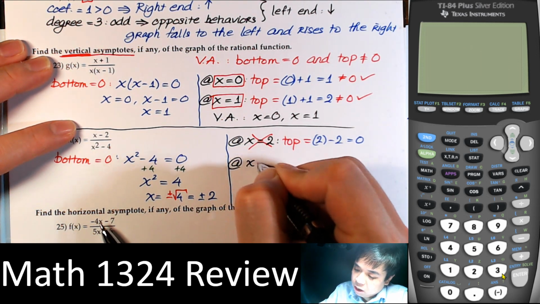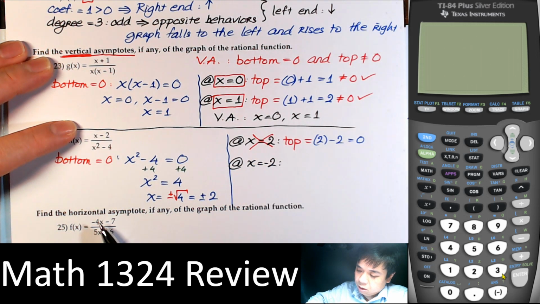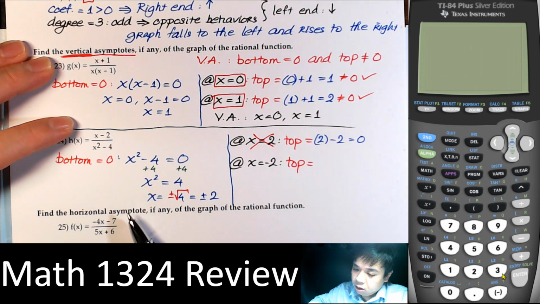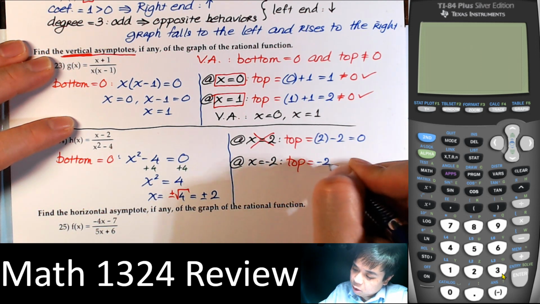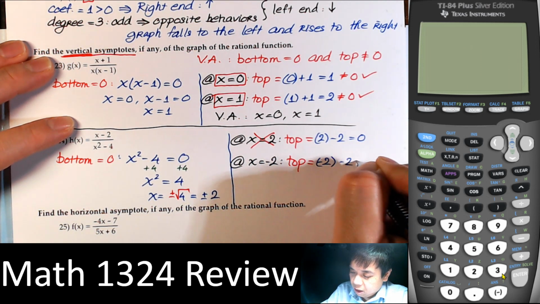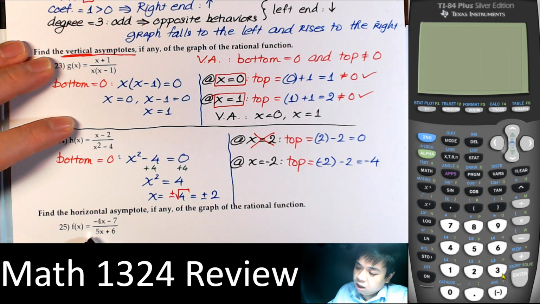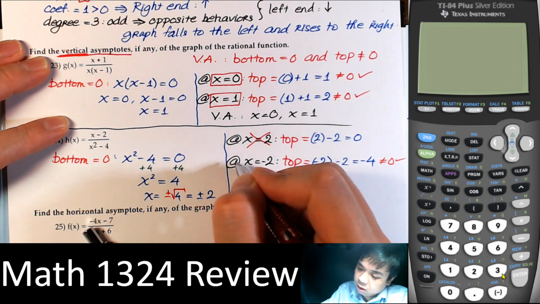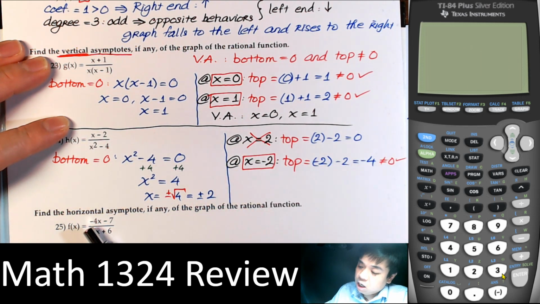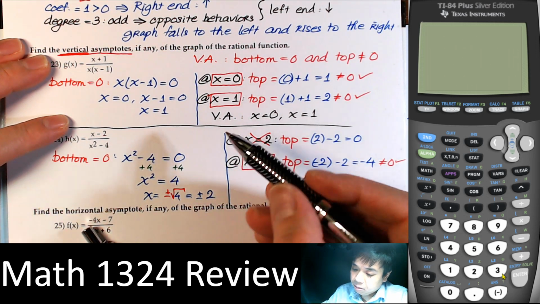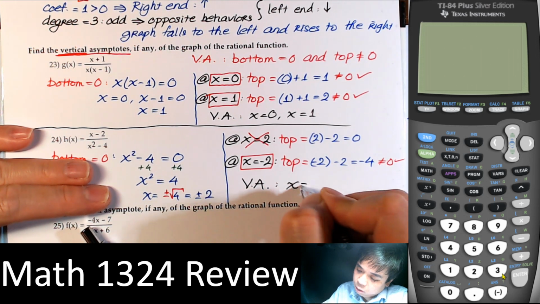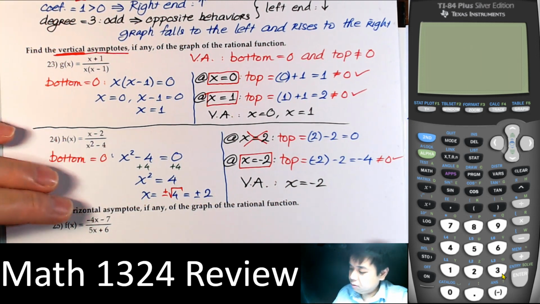And now we use negative 2. The top equal to, put negative 2 in for x on the top, and that is negative 4. Negative 4 is not equal to 0, and that's what we want. So in this case, there's only one vertical asymptote of x equal to negative 2.